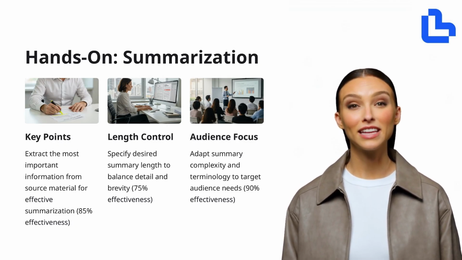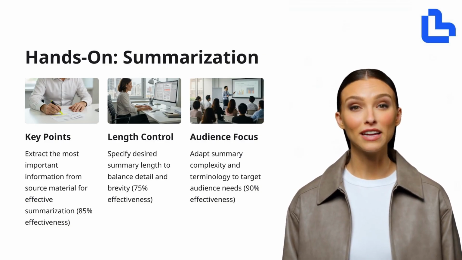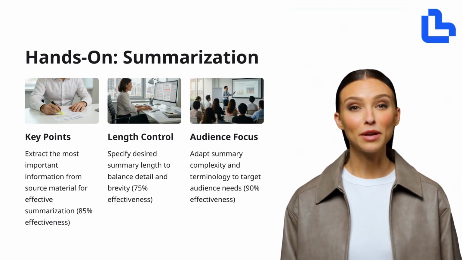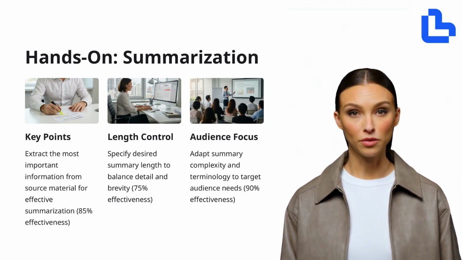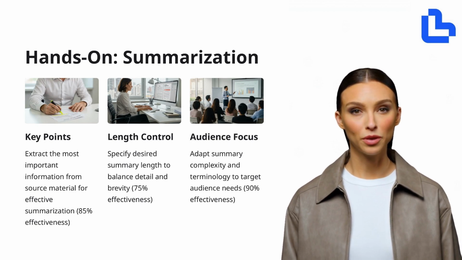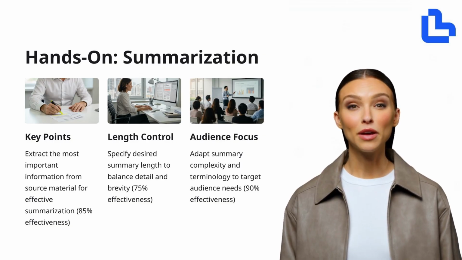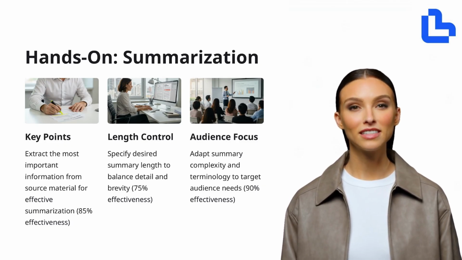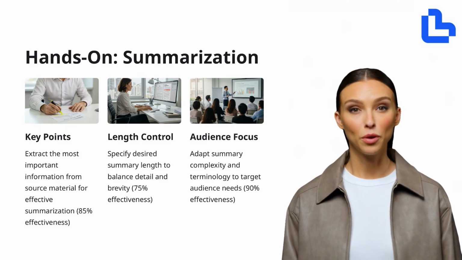First, identify the key points. You want the AI to extract the most important information, not just shorten the text. You can guide it by saying, summarize the main arguments or highlight the top 3 takeaways. This helps the AI prioritize what matters most. Next, manage length control. Summaries can range from a single sentence to a few paragraphs, depending on your needs. Be specific, say, give me a 100-word summary or summarize this in 3 bullet points. This helps balance detail and brevity, which is especially important when communicating with executives or stakeholders.